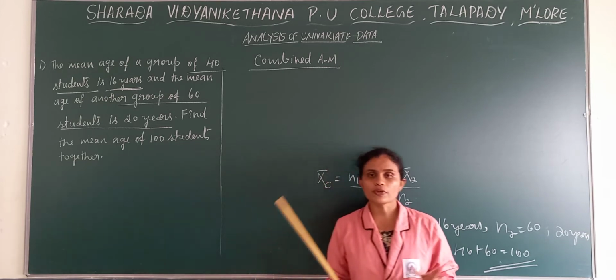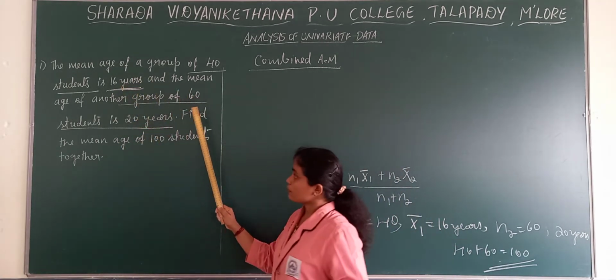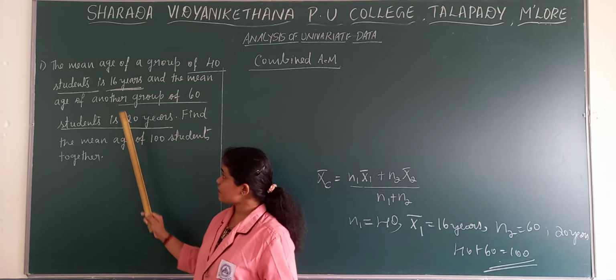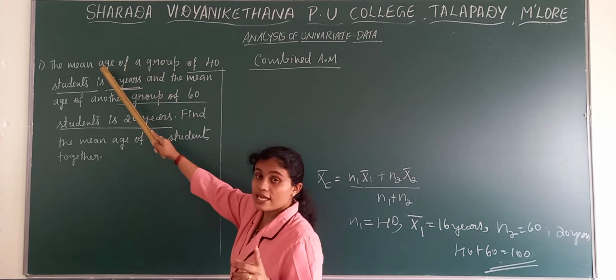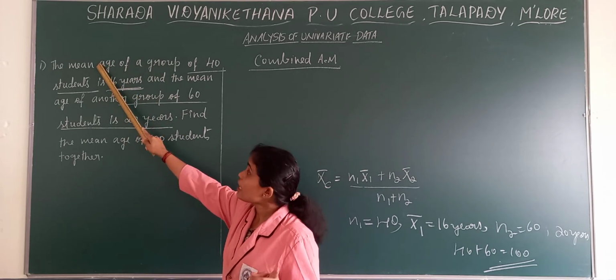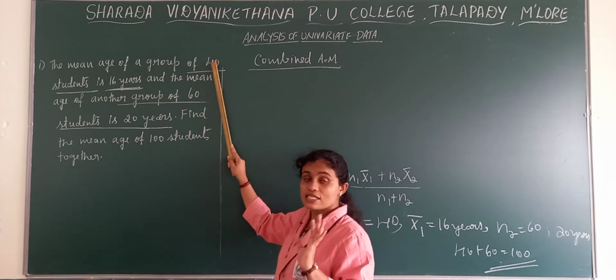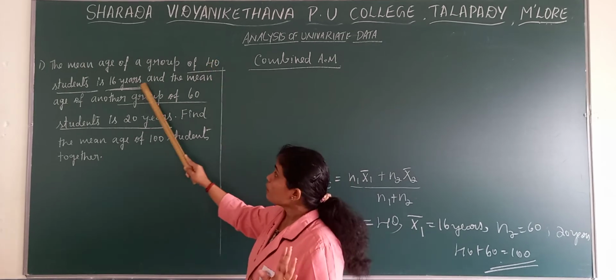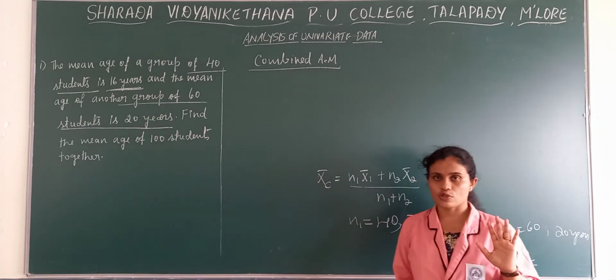Your groups will always be N1 and N2, and their means are given. The means are given as 16 and 20. Understand the question here: the mean age is given. In the sentence "mean age of the group", the number that comes first is not the mean. This is N1, and the mean is 16. Read the sentence properly, or else you will get confused.